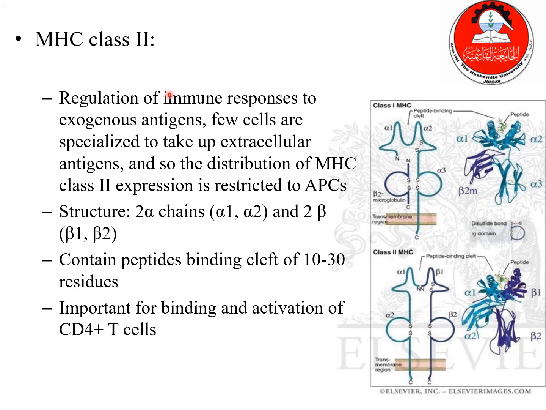Next, we're going to talk about the MHC class 2. MHC class 2 is present and is restricted to antigen presenting cells. It regulates the immune response to exogenous antigens. So in MHC class 1 we talk about endogenous antigens, which are present within the cell. When we talk about MHC class 2, we talk about exogenous antigens, whose source is external.